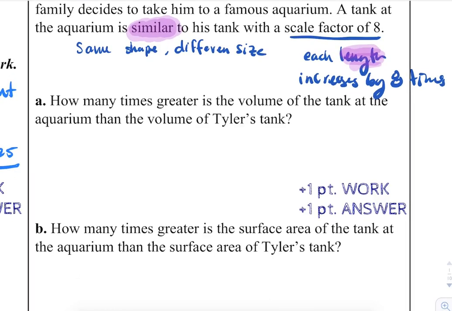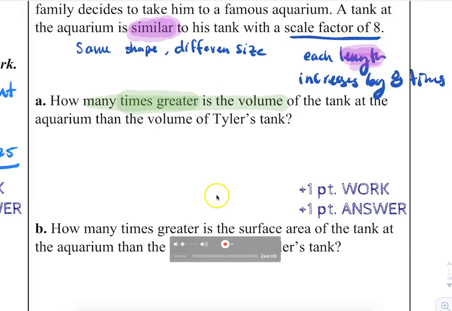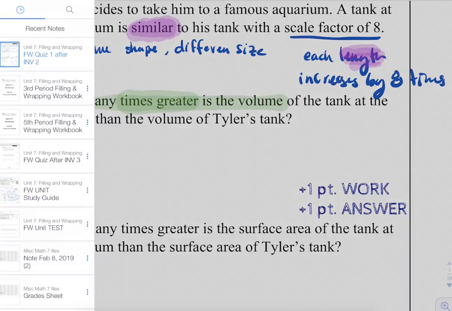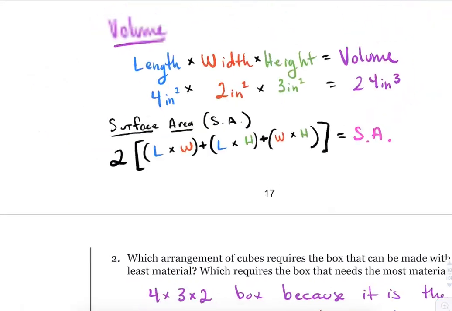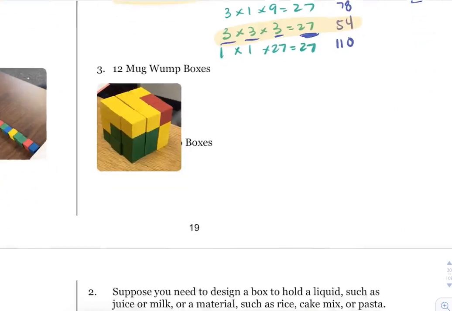Okay. You need to be sure that you're reading the question. It asks how many times greater is the volume. We're looking for times greater. That's what the question is asking. So in your notes, I'm using period 3 as an example. We're looking for the amount, how much larger it is.